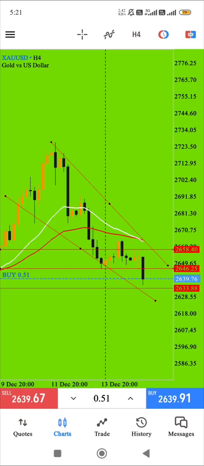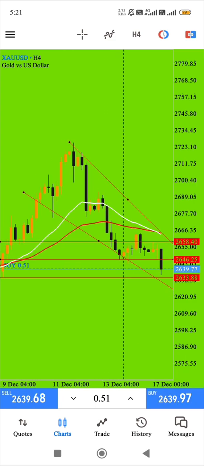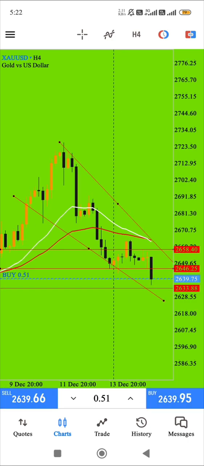It will go up. There is a support rejection here, and also a downtrend trend line. The 50 moving average is red and the 25 moving average is white. Both moving averages overlap, and the white 25 moving average crosses the 50 moving average. The market is rejecting the low support line. It will go to resistance at 2646.